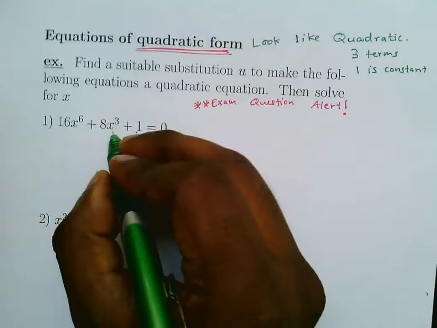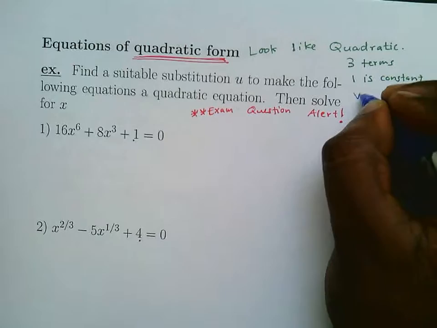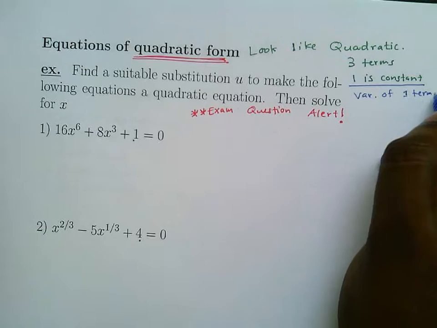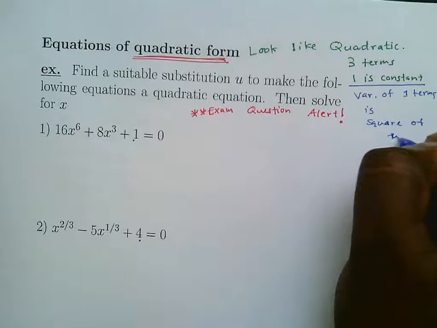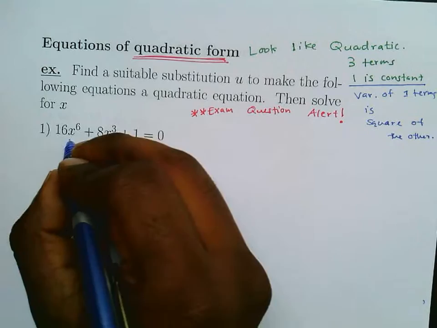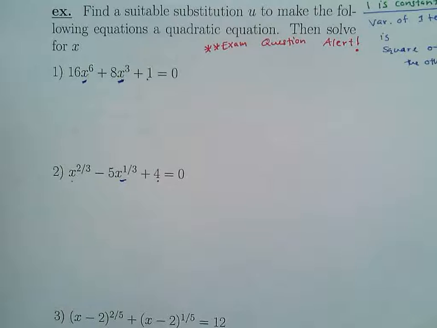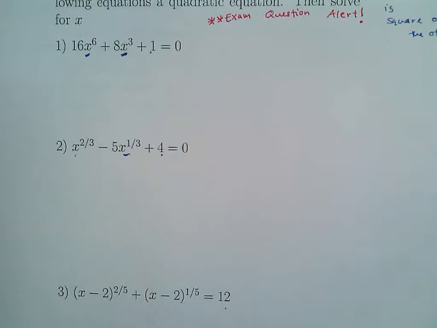And then one term is the square of the other term. So if you discard this constant term, you get two other terms, and the variable part of one of these terms is the square of the other. For example, the variable term x cubed, and here x cubed squared is x to the power 6. Again here, the variable term is x to the power 1/3. That squared gives you x to the power 2/3. And the third one, again, you get a similar situation. Okay, now, let's see how you solve this.